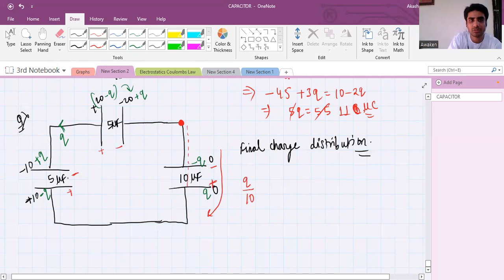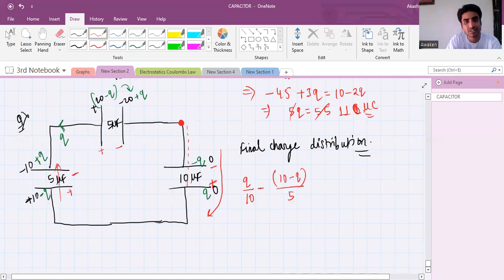And when I pass from here, what will I write? Minus 10 plus Q by 4. No. Charge on the positive plate you have to write. And anyhow, you are going from plus to minus. So you are going from plus to minus, so minus. Charge on the positive plate, how much? Plus 10 minus Q by 5.